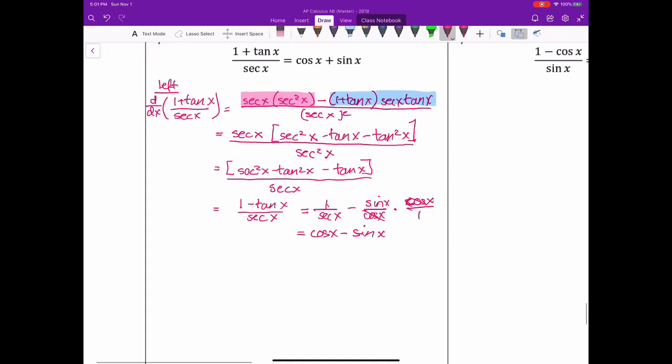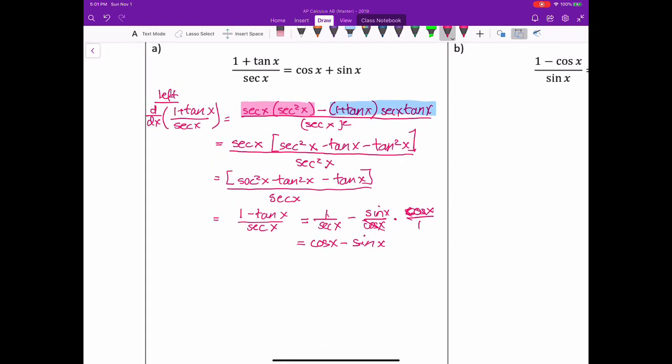That's the left-hand side. Let's see what happens when I take the derivative on the right side. So right hand, let's see if we get the same thing. d dx of cosine of x plus sine x. So the derivative of cosine of x is negative sine x. And the derivative of sine x is cosine of x. And then I could rewrite that as cosine of x minus sine x. Oh, look, I think we got it right. The left and the right-hand sides give us both the same derivative.